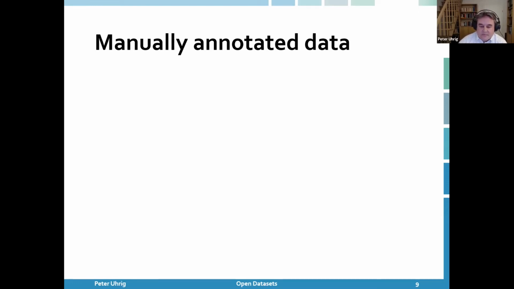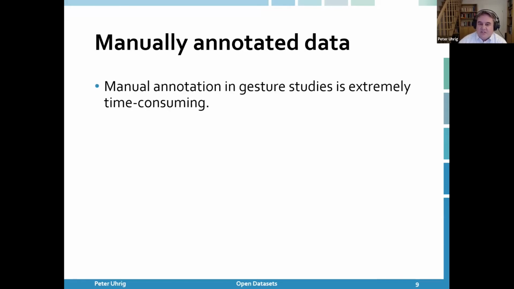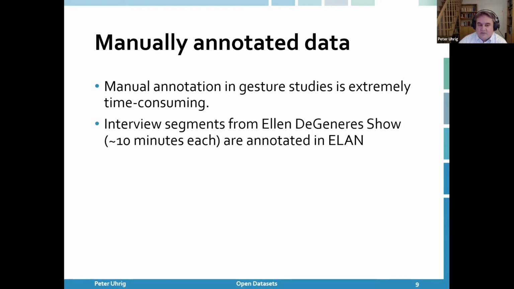So it's manually annotated data, and one thing you have to understand is that manual annotation in gesture studies is extremely time consuming. So we have interview segments from the Ellen DeGeneres show, because that has been shown to be really good for gesture analysis. The camera angles are such that usually you can see the people's hands, and there are interview segments that are interactive and therefore quite helpful. And these are roughly 10 minutes each on average. Some are shorter, some are longer. And they're annotated in ELAN. That's a piece of software specifically used for annotation of multimodal data. I'll show an example in a minute.